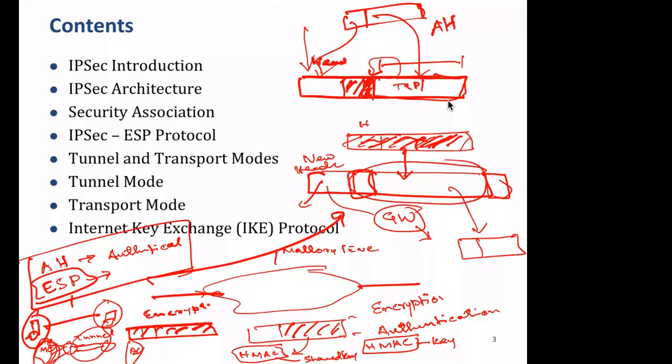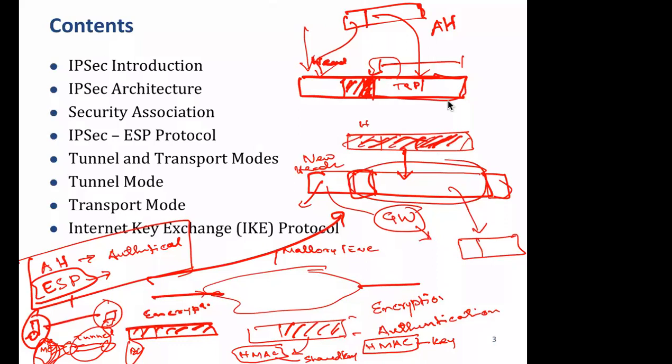So these are just four common ones. So we have the AH header, we have the ESP header, we have end-to-end encryption, and we have between gateways. Between gateways we call it tunnel mode, and the other mode we call transport mode, which is end-to-end. So these four define overall IPSec.